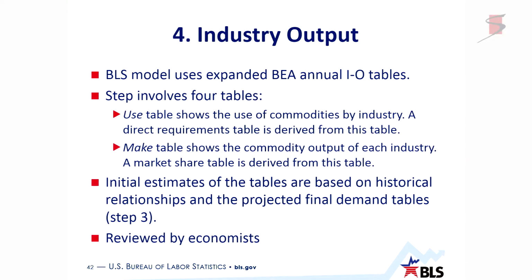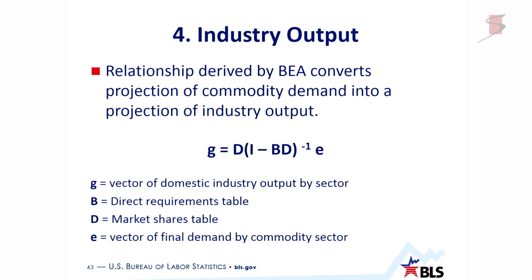So in this step, we have 4 tables. One is a use table that shows the use of commodities by industry. The second one is a make table that shows the commodity output of each industry. From the use table, we can get a direct requirements table, and from the make table, we get a market share table. And then we have a relationship that we get from the Bureau of Economic Analysis that converts a projection of commodity demand into a projection of industry output, and this is the relationship. So you see that it requires the direct requirements table and the market shares table.